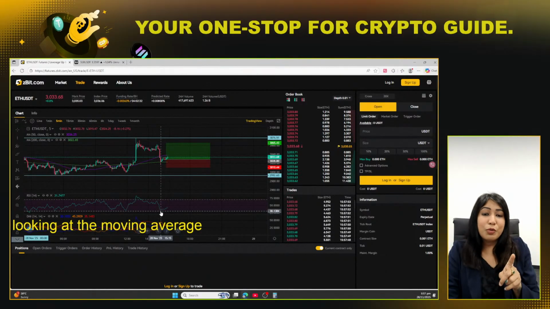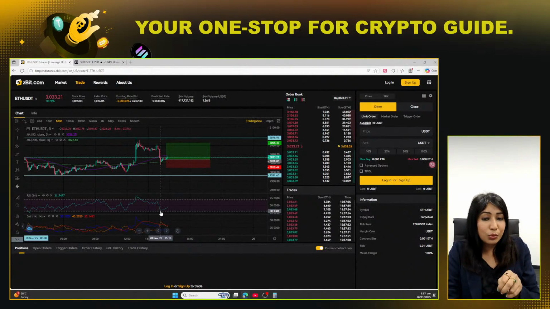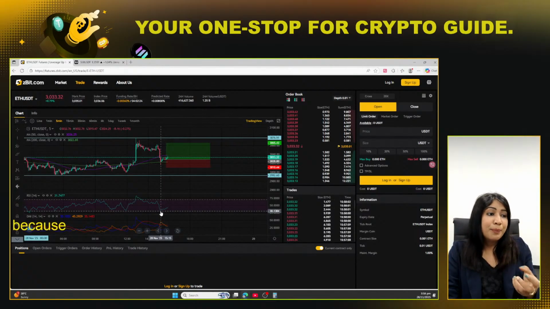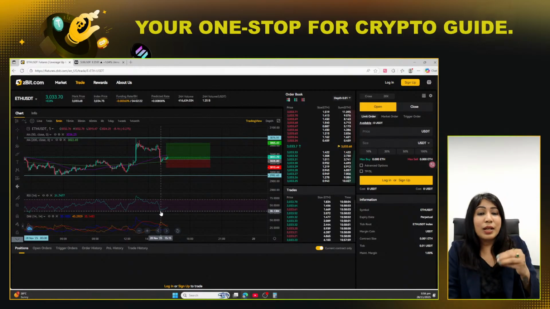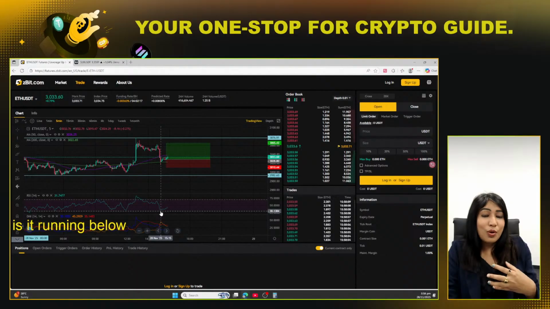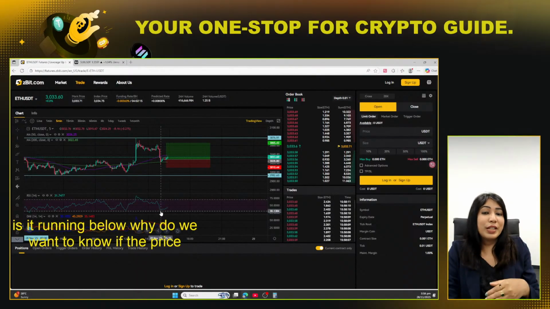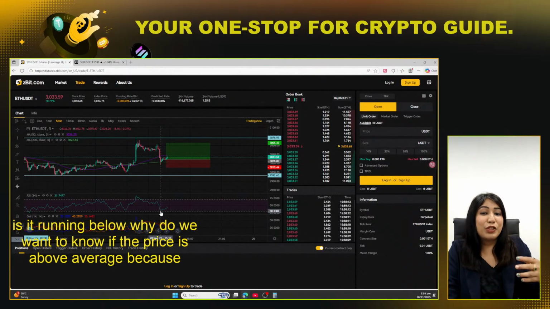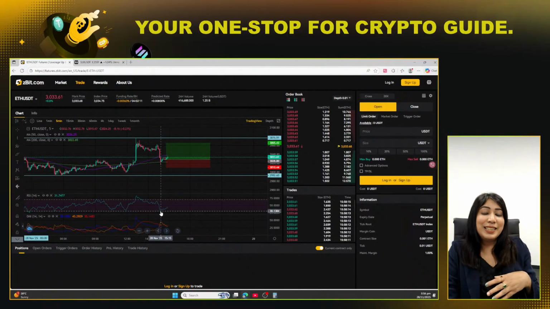So I have put 50-day moving average, 50 candle moving average, I put a 200 moving average. Both I have done it. Now why did I do it? I did it because I want to see, okay, is price running above the averages or is it running below? Why do we want to know if the price is above average or if it is below average? Because that will determine if the price is in uptrend or if it is in downtrend.